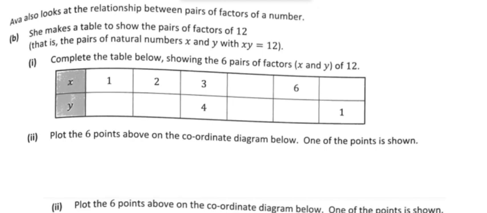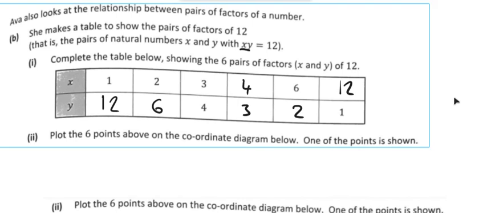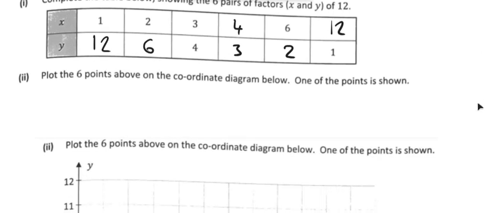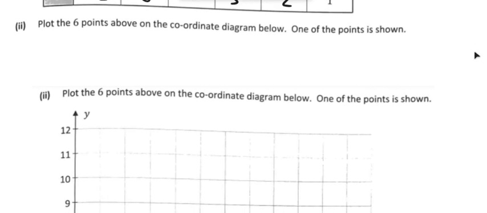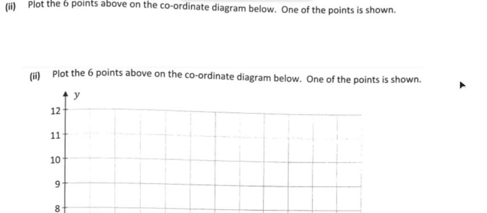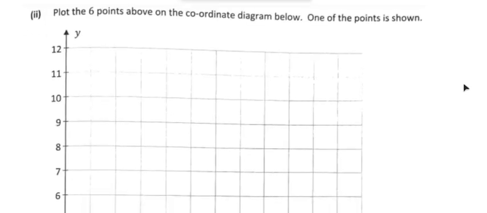Right, so part B then, first part is easy enough. You're just looking for two numbers that multiply to give you 12. So 1 has to be multiplied by 12 to give you 12. 2 has to be multiplied by 6. 3 times 4, then 4 times 3, the reverse, and then 6 times 2, and then 12 times 1. So that's nice and easy. Plot the 6 points above on the coordinate diagram below.